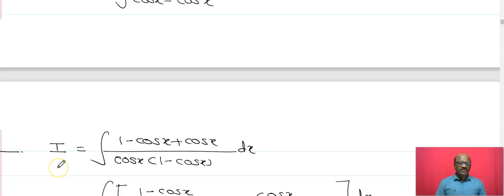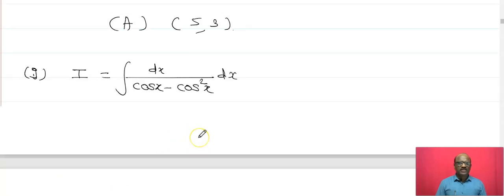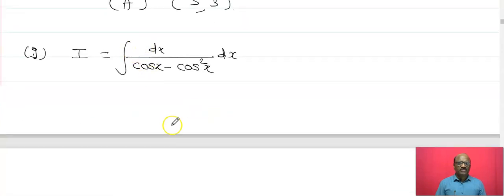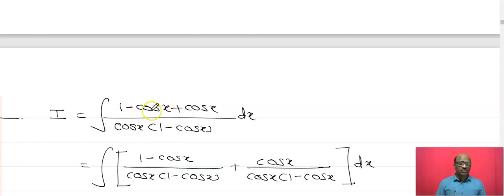That is, this numerator can be written as I equals integral of 1 minus... In the numerator, we have only 1. That is, the numerator can be written as 1 minus cos x plus cos x. Now, split this up, that is, (1 minus cos x) upon cos x times (1 minus cos x), plus cos x upon cos x times (1 minus cos x).